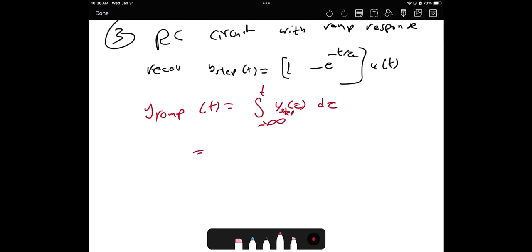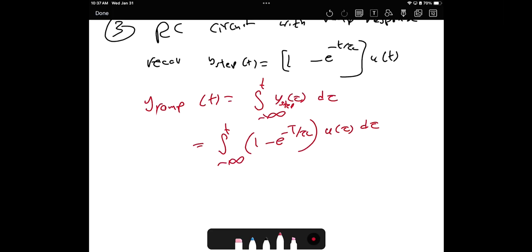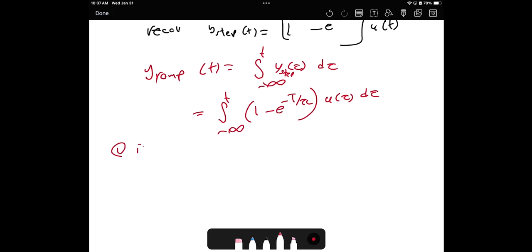So it will be the integral from negative infinity to t of 1 e power negative tau over tau c, d tau. I just changed the variables. Oh, I forgot u of tau, d tau. Now we have different situations depending on if t is larger than 0 or less than 0. If t is less than 0, u of tau equals 0. So it will be an integration from negative infinity to t of 0, d tau, which will make it 0.